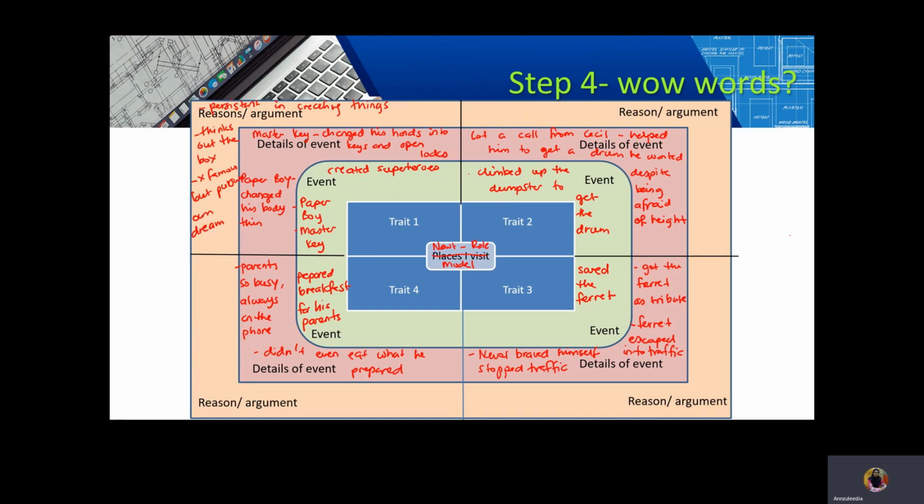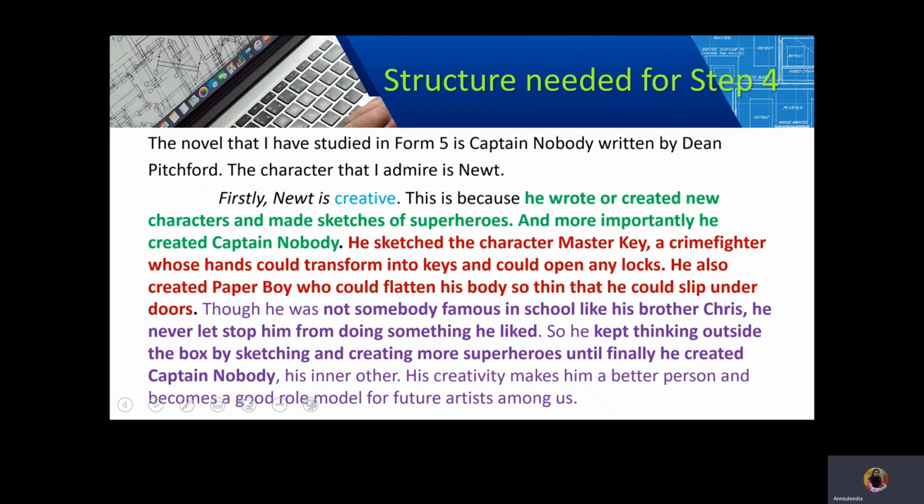Okay, all right. I'll just do one. Okay, so the rest you can do. So you can see how the arguments come from you. Okay, so finally, your first paragraph would look something like this.